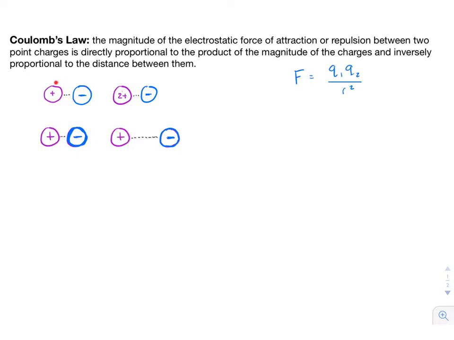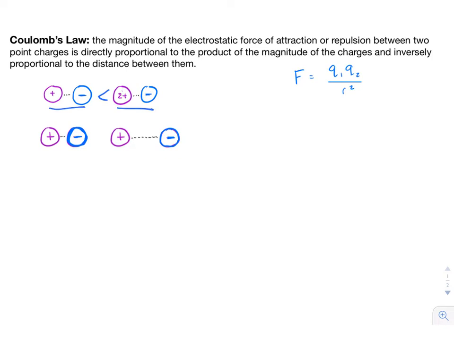Now, if we were to compare the attractive force between these two charges versus the attractive force between these two, we would have a different value. The reason why is because if we inspect the charges here, we have a 2 plus charge here and a minus 1 charge there. So the 2 plus and the minus 1 is going to be greater overall charges than the plus 1 and the minus 1. Since our attractive force is directly proportional to the product of those two charges, we know that the force of attraction for this example is going to be greater than this example.